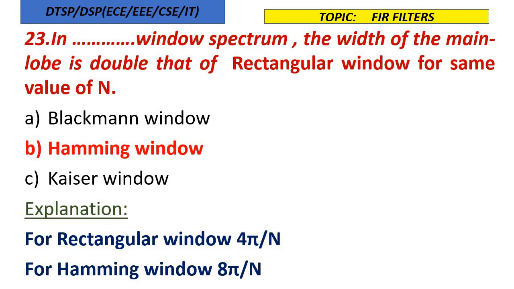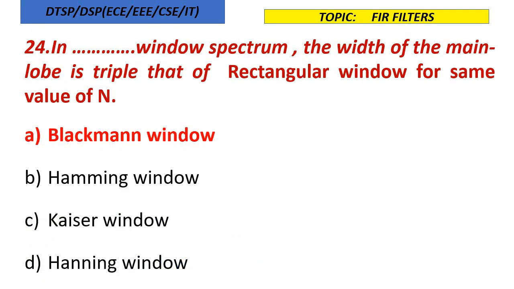Next question, in dash window spectrum, the width of the main lobe is double that of the rectangular window for the same value of n. So we know the width of the rectangular window is 4 pi by n, and for the Hamming window it is 8 pi by n. So double of the rectangular window is the Hamming window. So option B is the correct answer.